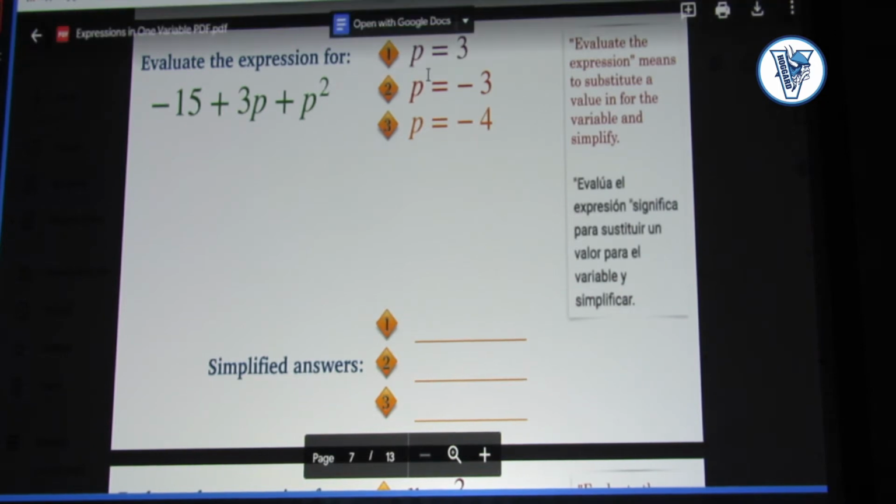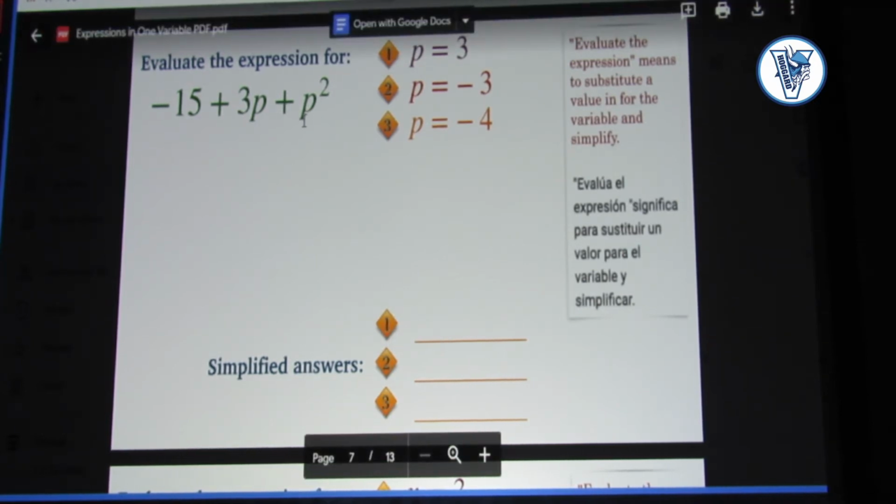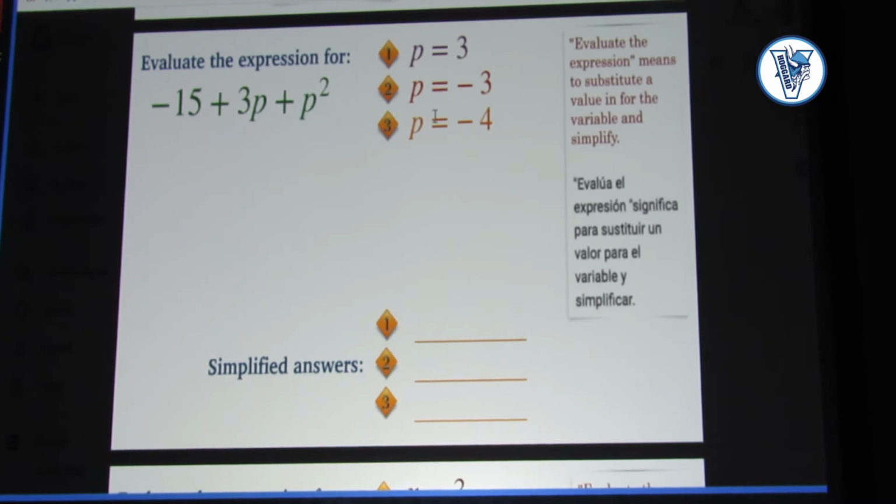We're going to evaluate this expression for p equals 3. Then I'm going to evaluate the same expression substituting in negative 3. And then I'll do the same expression one more time substituting in negative 4. Then we will be done for today.